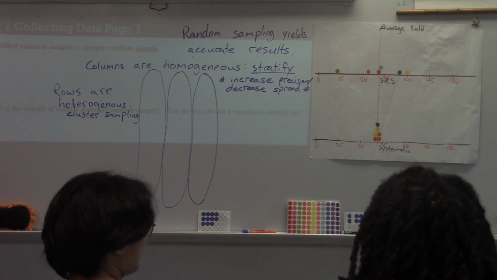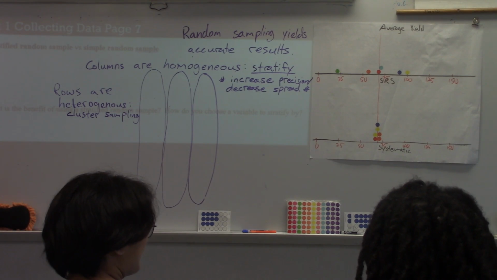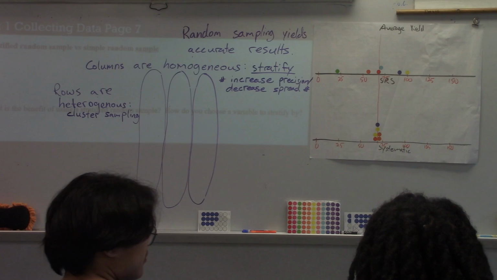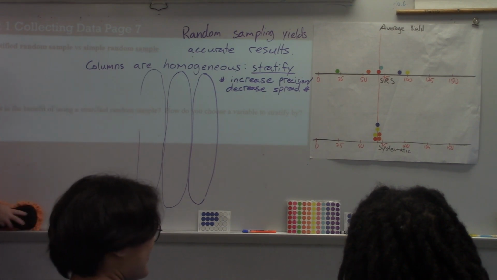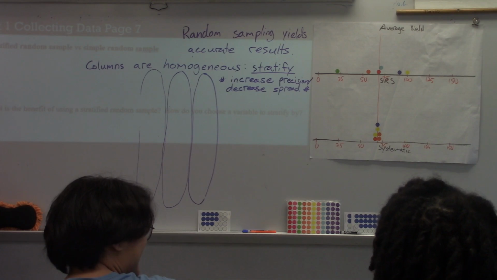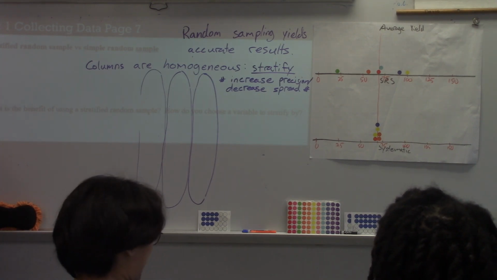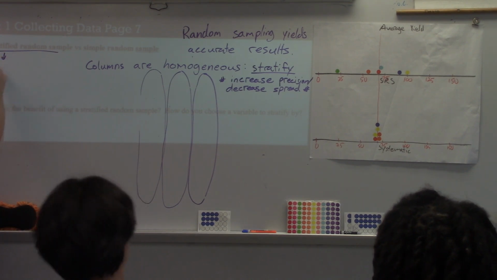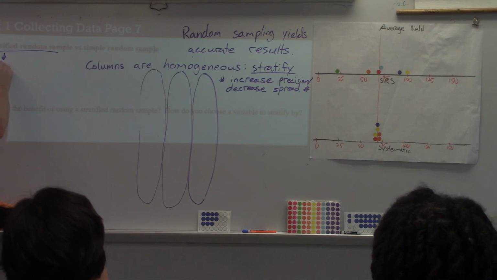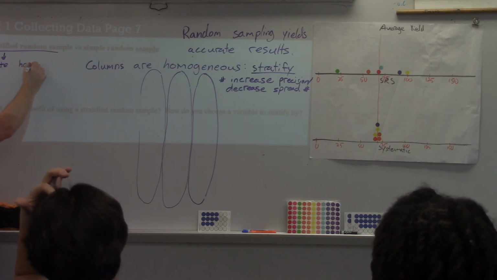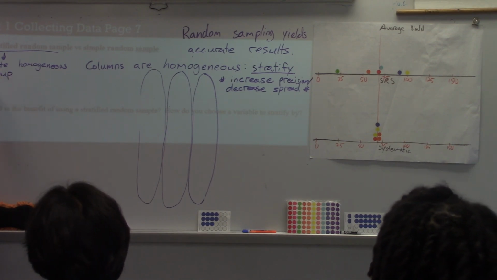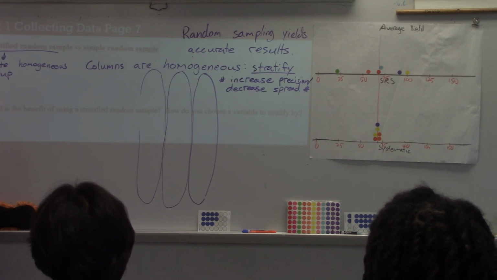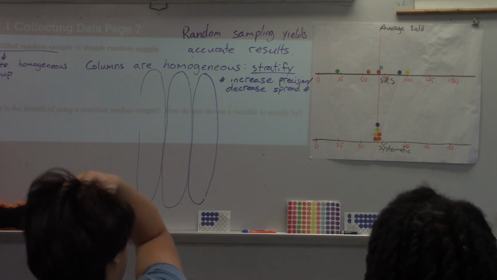So remember, simple random, every group of n objects is equally likely to be selected. Stratified, we are looking at homogeneous groups. Oh, I should also make this note. With stratified, we're going to create homogeneous groups. But how do we sample within those homogeneous groups? Select one from each. Yeah, but how do we select? Randomly, with a random generator. So we label, randomly generate, and select.